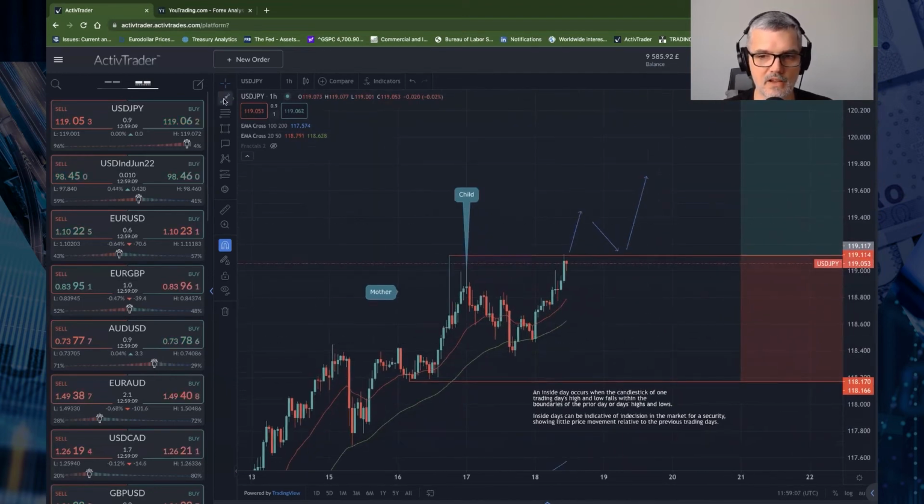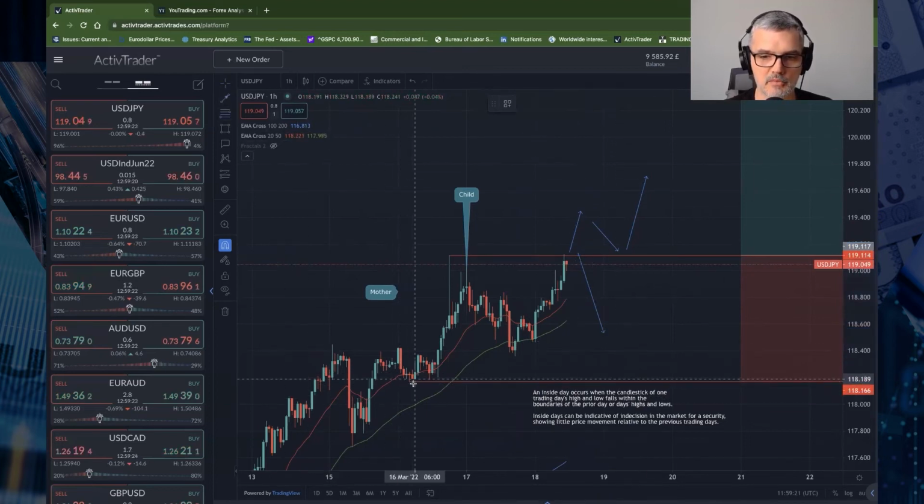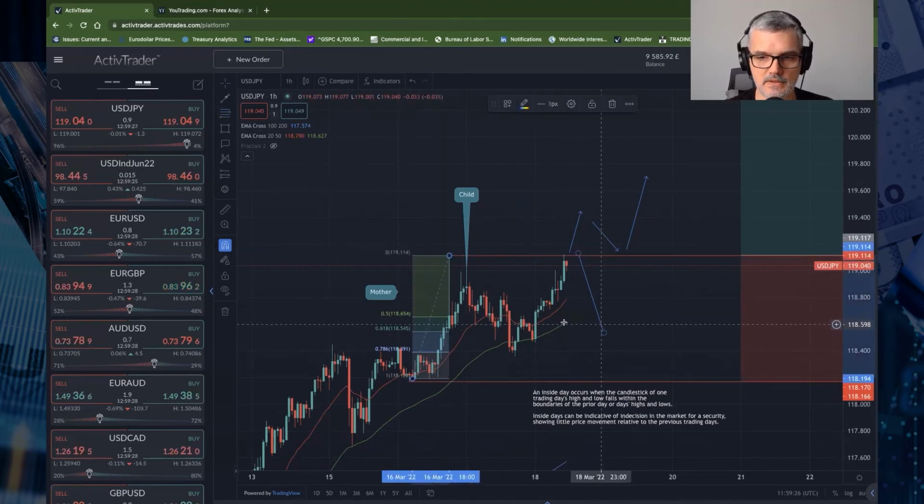If we don't really get that, if we just get a sort of a poke through, then we want to wait for a retracement back into the range. And then as long as we don't take out this swing low from the mother candle, then we can expect to sort of see higher prices. So we've got the 50% here. So the arrow down to the 50%.